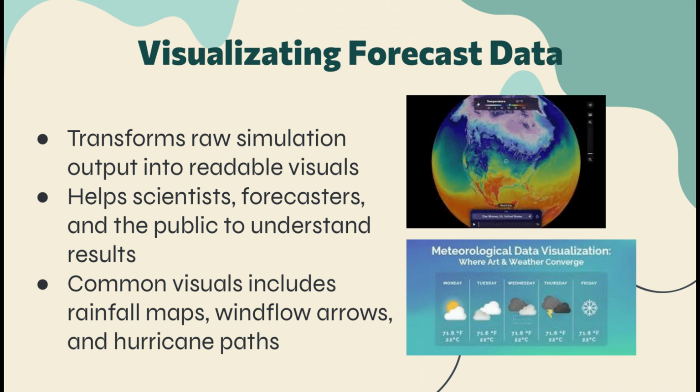But raw numbers aren't helpful on their own. That is where data visualization comes in. Scientists and forecasters use color maps, animations, and graphs to turn the simulation data into images that are easy to understand. For example, we can visualize rainfall intensity as heat maps, wind direction as arrows, and hurricane paths as time-lapse trajectories. These visuals are what we see on the news, weather apps, and emergency broadcasts. Without visualization, even the most accurate simulation would be almost useless because people wouldn't be able to interpret the results quickly or clearly.